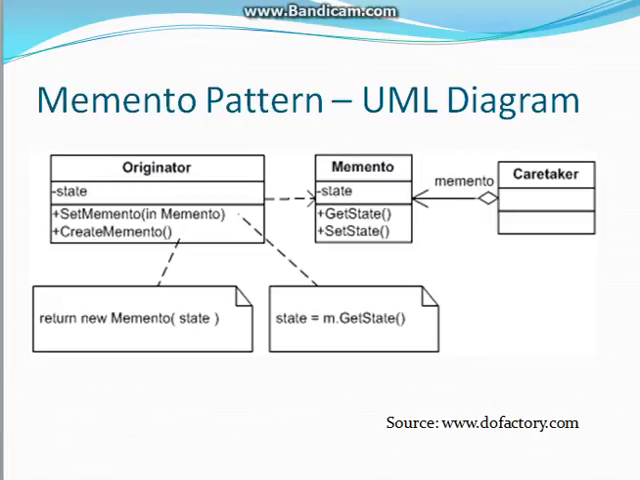As you can see, in the originator we've included two different methods: setMemento and createMemento. Let's start with createMemento. createMemento allows you to create a memento object, and as you can see here, it returns a new memento with the state of the originator.